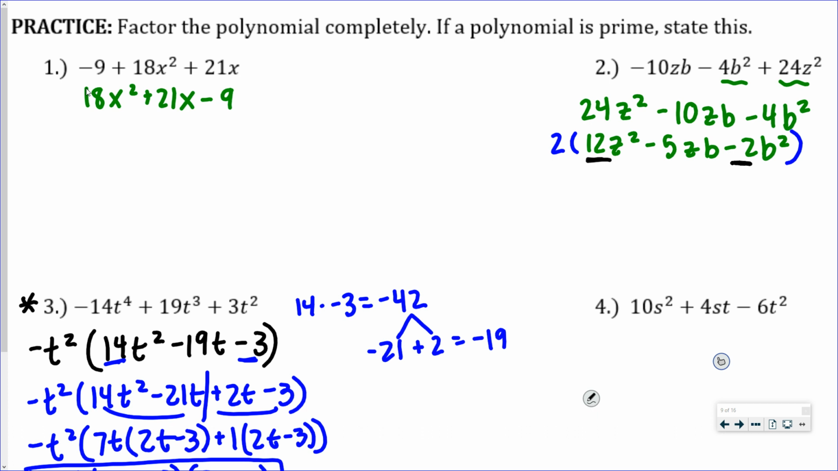So we do A times C. Now, I know that's not like a constant. You're like, there's a b squared on there, but this process still works. We're going to do 12 times negative 2, which is negative 24. So you take that product and you still find 2 numbers that add to negative 5 but multiply to this A times C. Let's move this over here. This A times C. So I need 2 numbers that multiply to negative 24 and add to negative 5.